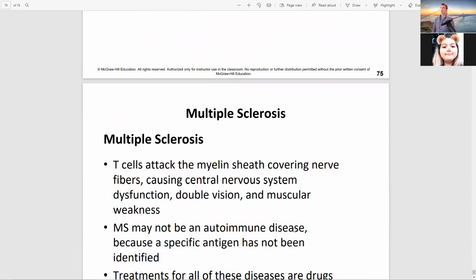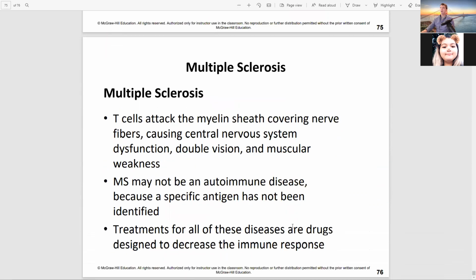And then multiple sclerosis. T cells attack the myelin sheath covering nerve fibers, causing central nervous system dysfunction, double vision, and muscular weakness. MS may not be an autoimmune disease because a specific antigen has not been identified. And treatment for all of these diseases is drugs designed to decrease the immune response.